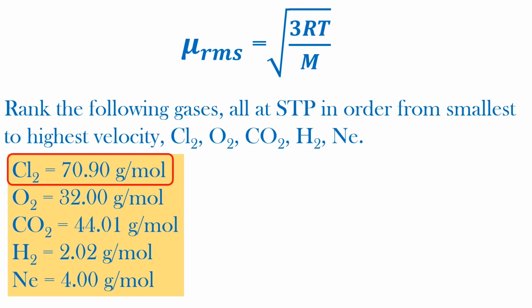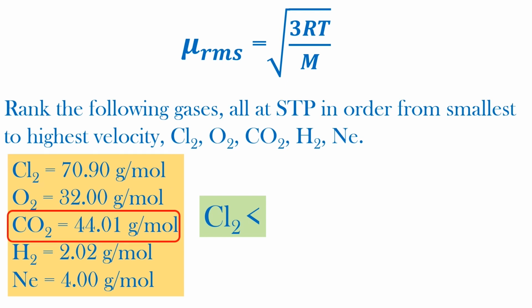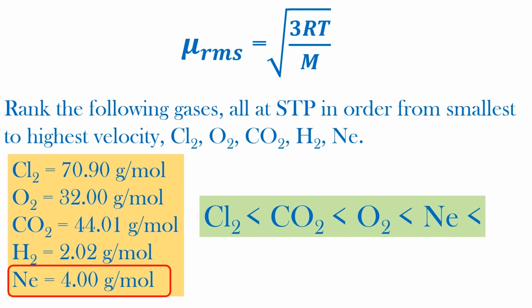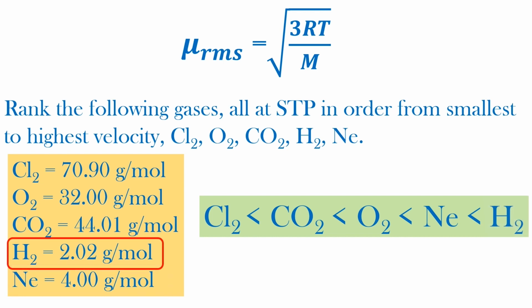Chlorine is the heaviest, thus the slowest gas. Carbon dioxide has a lower molar mass than chlorine, thus slightly higher velocity. Next is oxygen, then neon. Finally, hydrogen gas, the lightest gas, has the highest velocity.